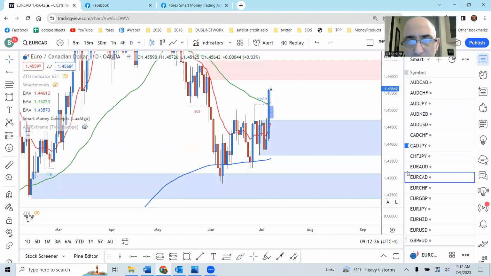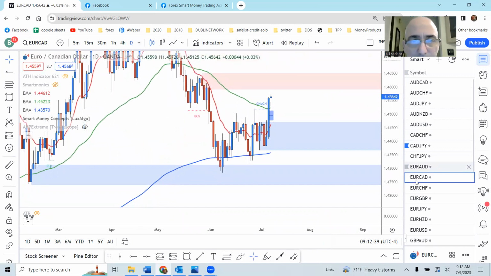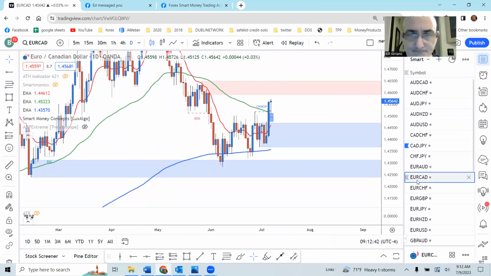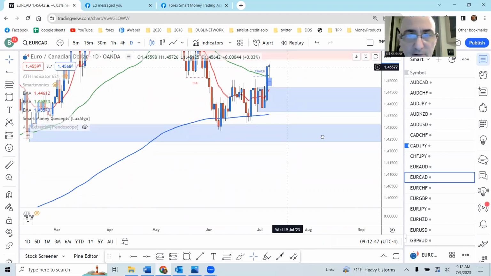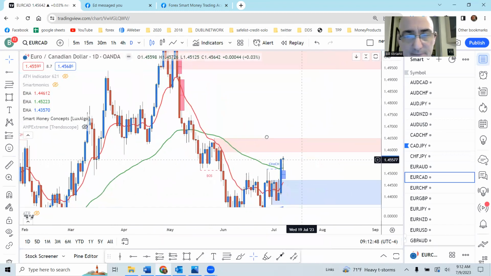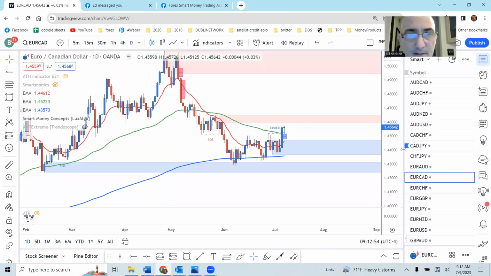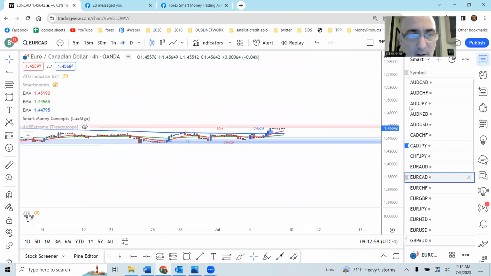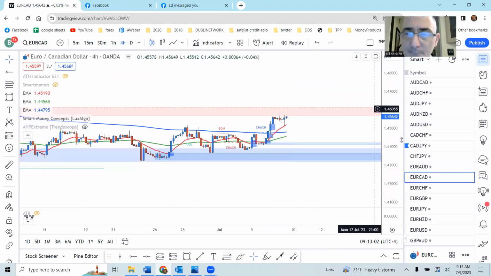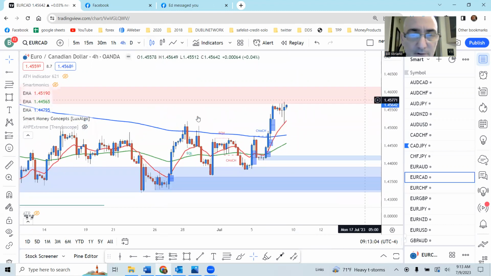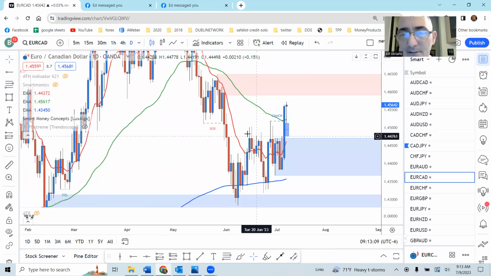EURCAD again. It appears to be bullish, obviously. There was a pretty good move down here. So really, this is one where you could see a clear 2x2 on the way down. So if we look at the 4 hour, it appears to have bullish structure. So the daily is kind of showing some bullish structure here.